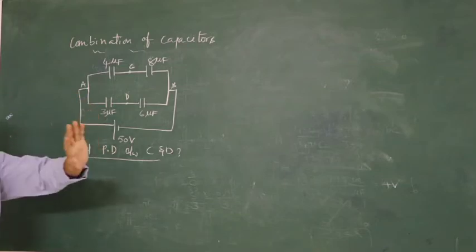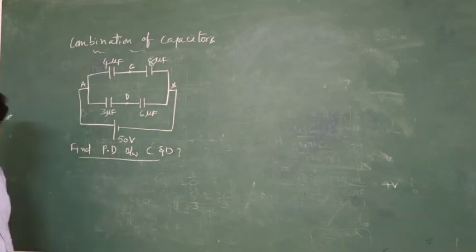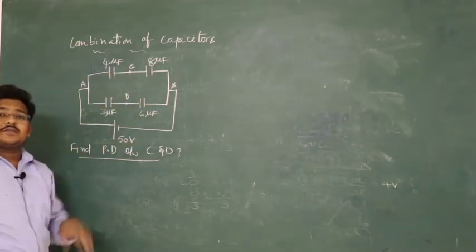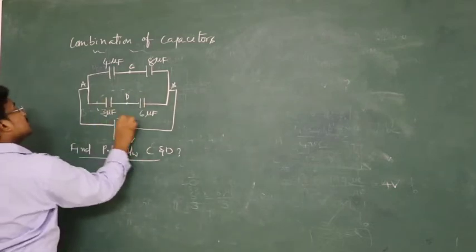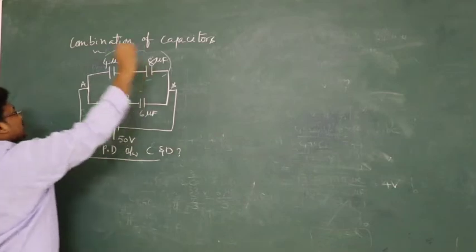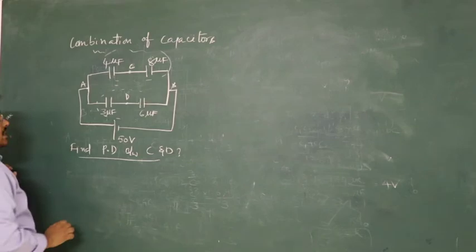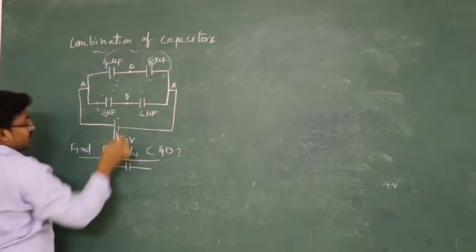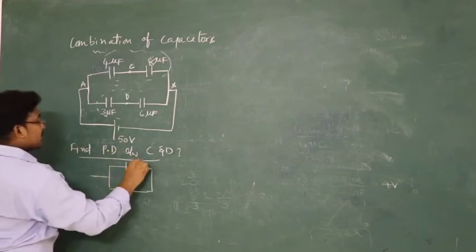Now see how many capacitors are there? 4. 1, 2, 3, 4. Now identify. 4 and 8 are in a single branch, so they are in series. 3 and 6 are in a single branch, so they are in series. So these two in series, these two in series. Now the circuit becomes, for 4 and 8, the circuit will be redrawn like this. Instead of the two I am writing one, and instead of the two below I am writing one. So I can call these C1 and C2.